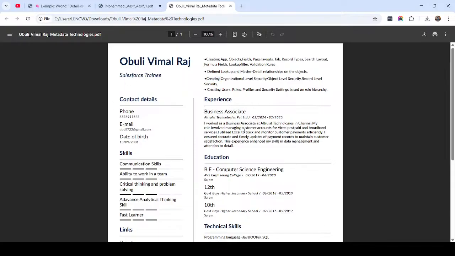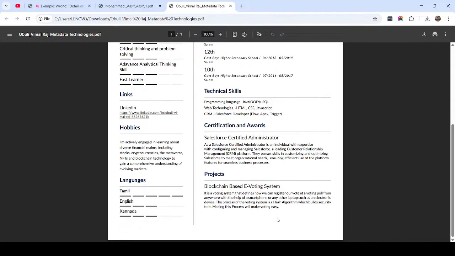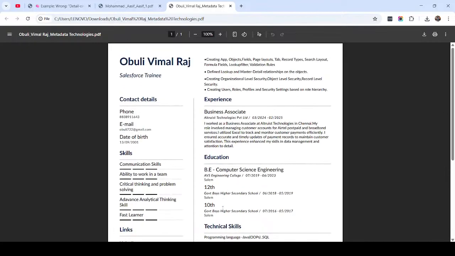So you have not mentioned, Vimal, where you are doing the training or from where you have done the training. Instead, you have mentioned this business associate experience, which is also irrelevant to Salesforce. So if you are writing that you are a trainee, just mention the current one, where you are doing the training.